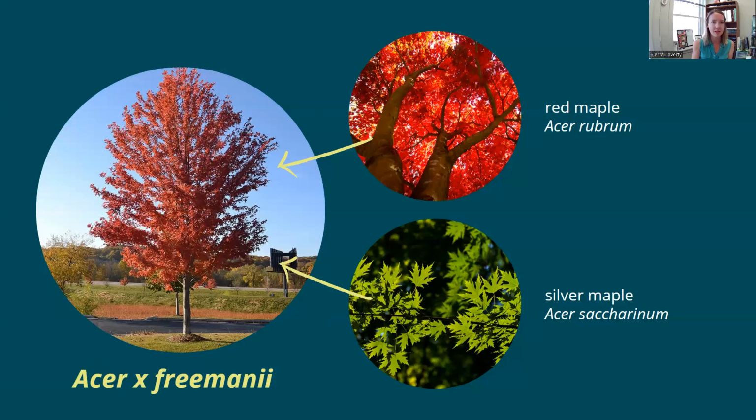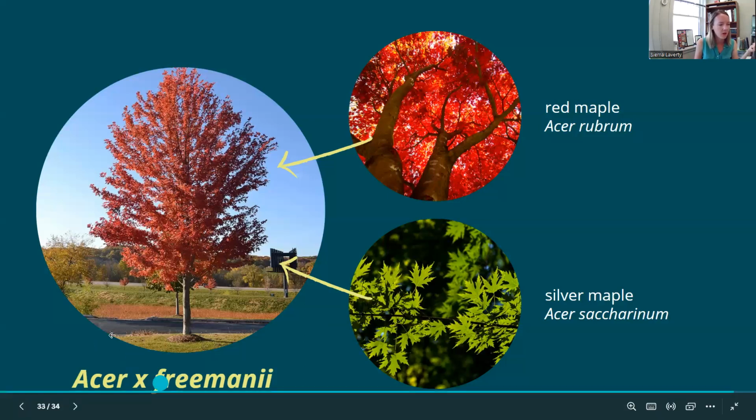They may actually end up having way more rubrum characteristics or way more saccharinum characteristics. So the seeds of an Acer freemanii are probably not going to be very reliable, at least the first few generations of seeds that you get off of these guys. And they're always going to have this X in the middle there. So that means it's a hybrid.